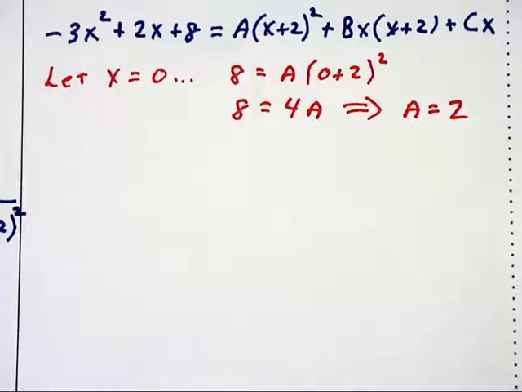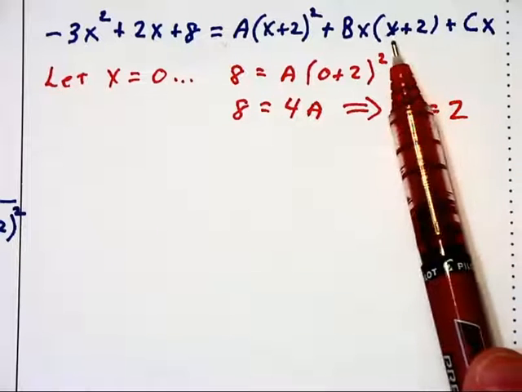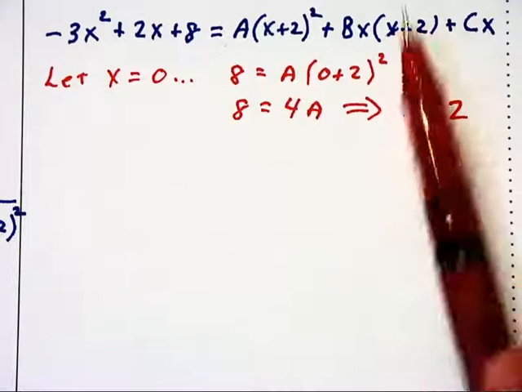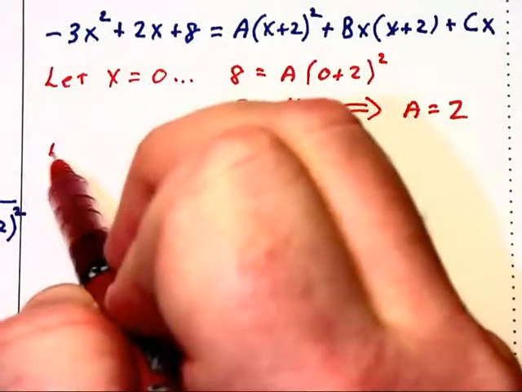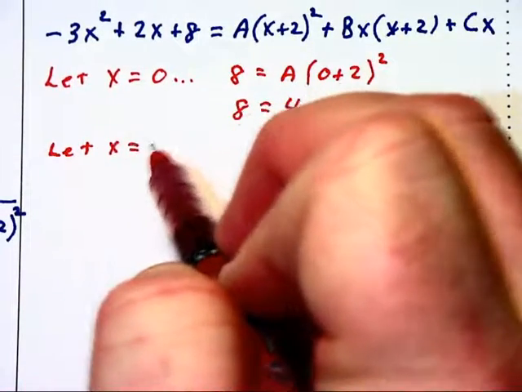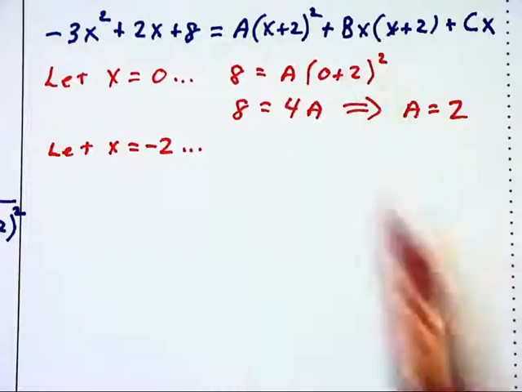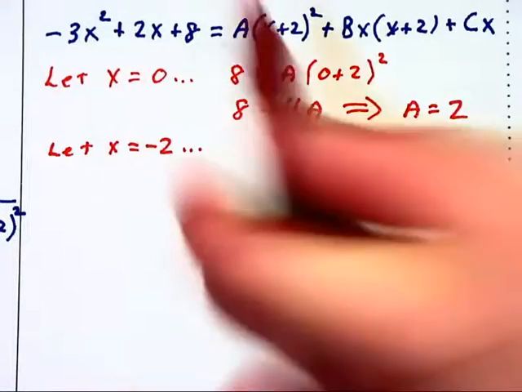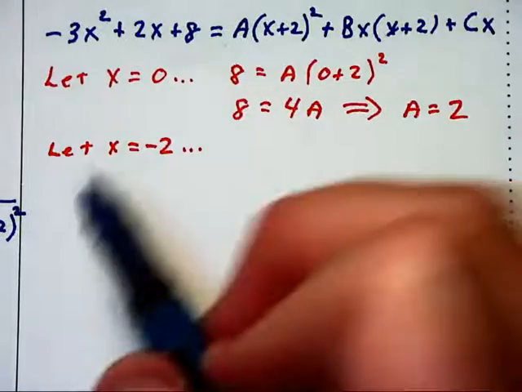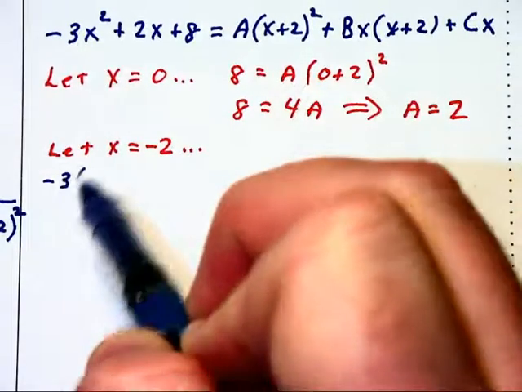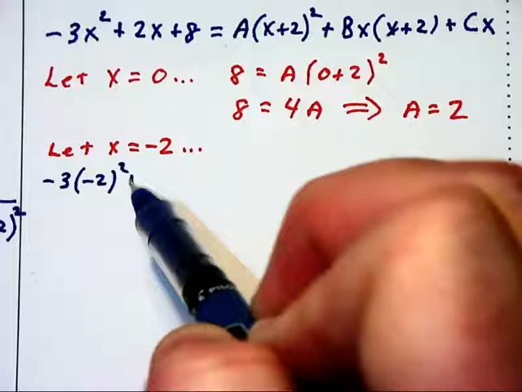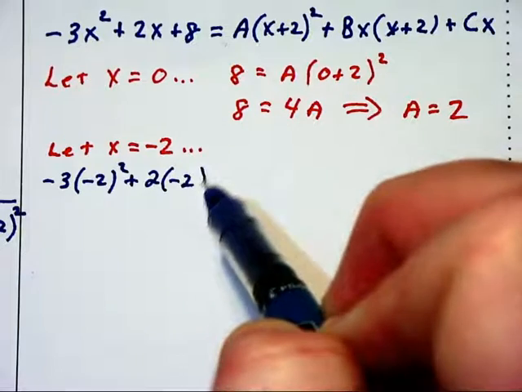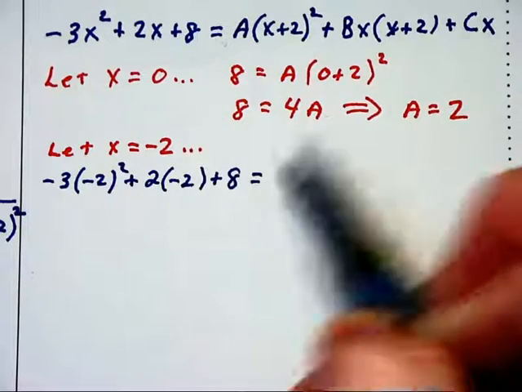I need to choose another value for x, and I think negative 2 would be my next best choice. So let x equal negative 2. Now this will be a little bit more involved. On the left-hand side, I need to substitute that in for each term. Let me switch colors here. Negative 3 times negative 2 squared plus 2 times negative 2 plus 8 equals.